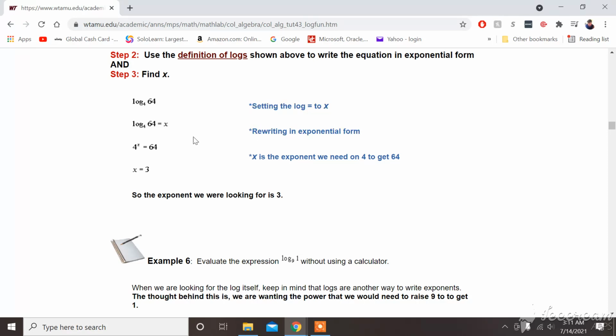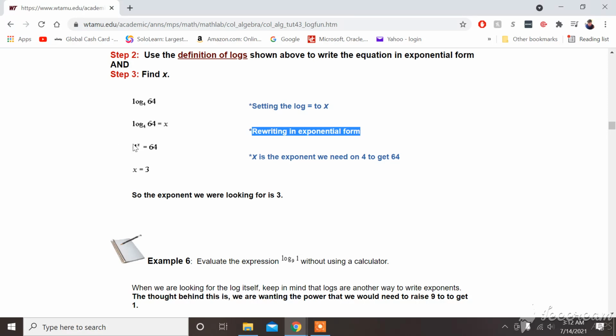By this point, it should be easier to do this step, but I'm going to explain it real quick right now. Exponential form: small base 4 becomes regular base 4. Equals x becomes x. 64 becomes equals 64. And this is rewriting in exponential form.